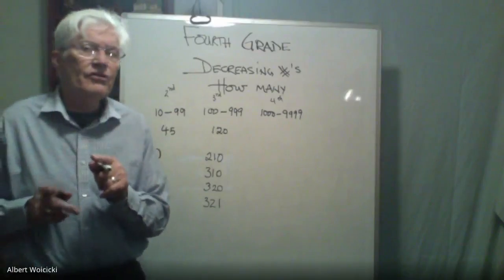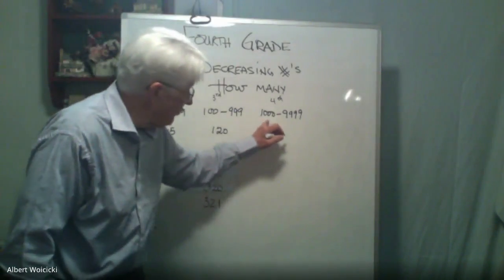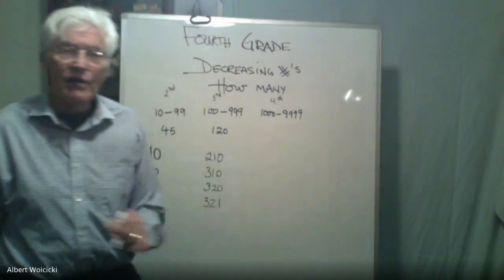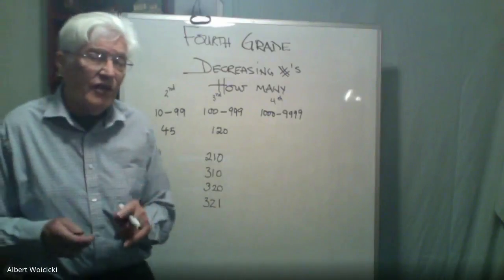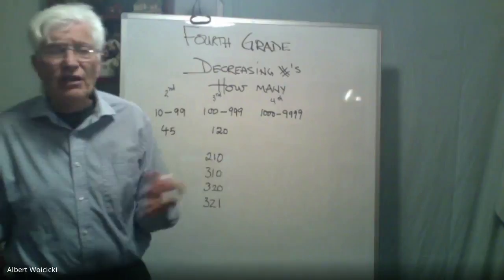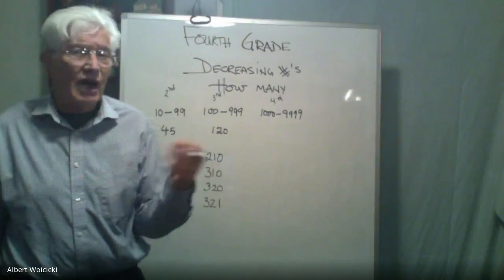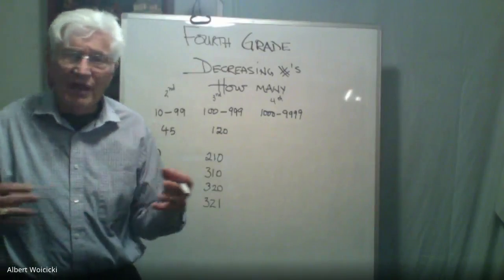But now they're in the fourth grade. Their job this year is to figure out how many there are between 1,000 and 9,999. And eventually they're going to be able to figure out how many there are all together. Now, they could look this up on the internet and they'll tell you how many, but they don't know why. They don't know how they got the answer. It doesn't make sense to them.